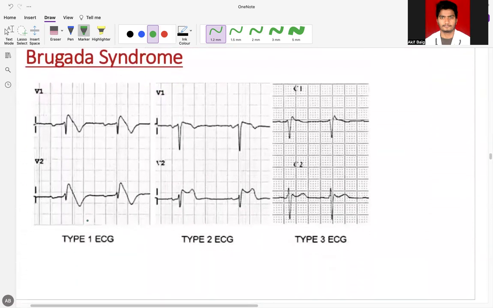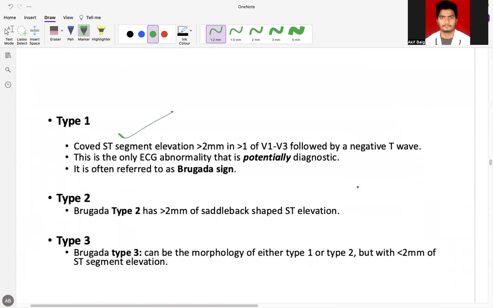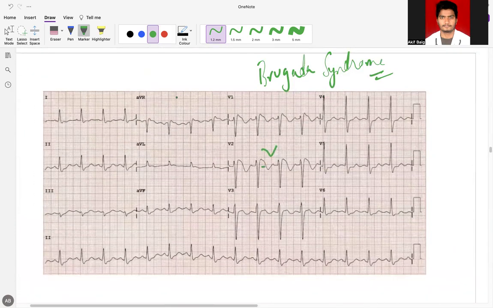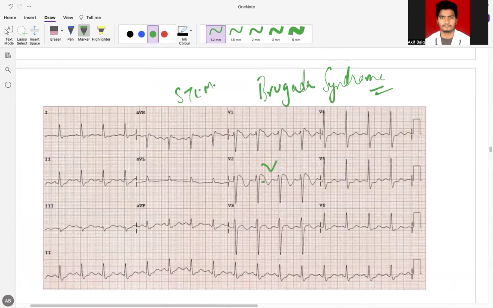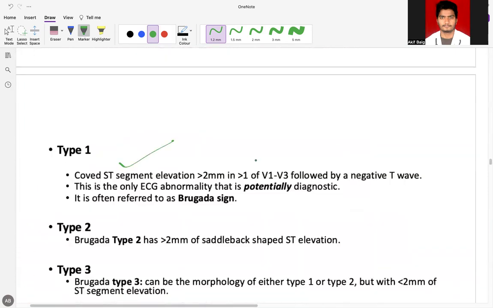There are three types of Brugada. Type 1 is when there is a coved ST segment. A saddle shape of ST elevation of more than 2 millimeters is called type 2. Type 3 can be a mixture of both, but the elevation is usually less than 2 millimeters. This is also an important ECG to remember for exams because it almost resembles a STEMI. Often we get confused and suspect this is a case of STEMI with T wave inversion, so you have to be very careful.